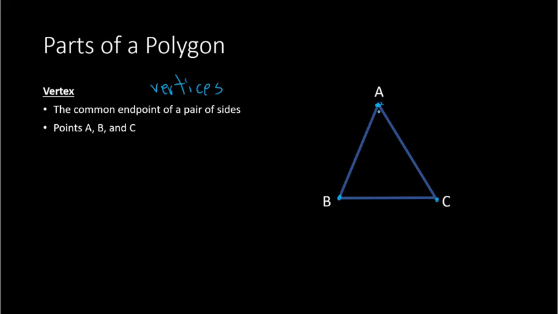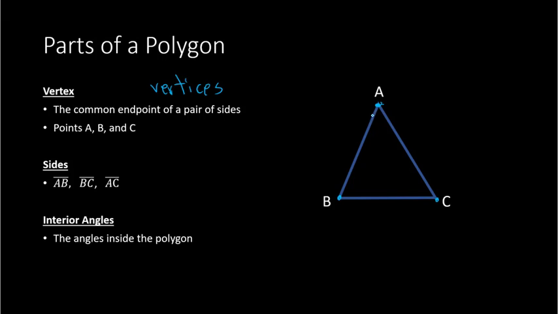Then we have the sides, which are the line segments. So we have side AB, side BC, and side AC. Those would all be the sides of this polygon. And then we have the angles, what are called interior angles. Interior means inside, and these are the angles inside the polygon. For example, we have angle ABC, this angle right here, that is one of the interior angles. We have angle BCA, this angle right here, another interior angle. And then we have angle CAB, which is this angle up here. Those would all be interior angles.